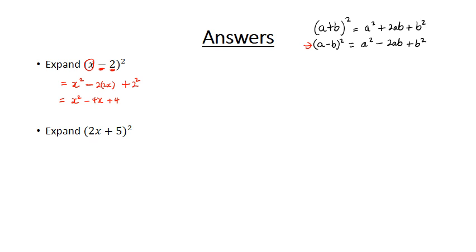With our second example, we're going to be using the top one because we have a positive. First thing we're going to do is square our first term, 2x all squared. The next thing we're going to do is square our last term and put that at the end, so plus 5 squared. And now we're going to do plus 2 lots of 2x times 5, which is 10x.